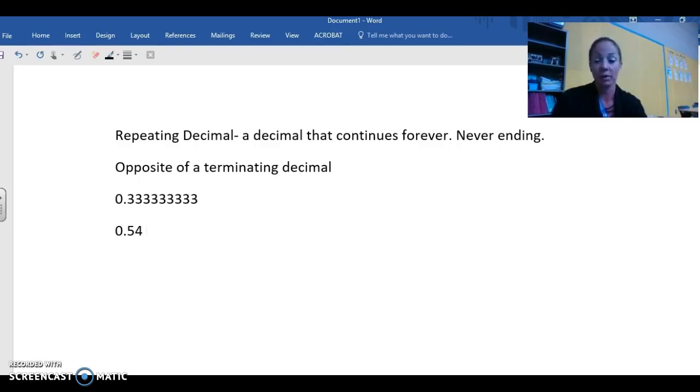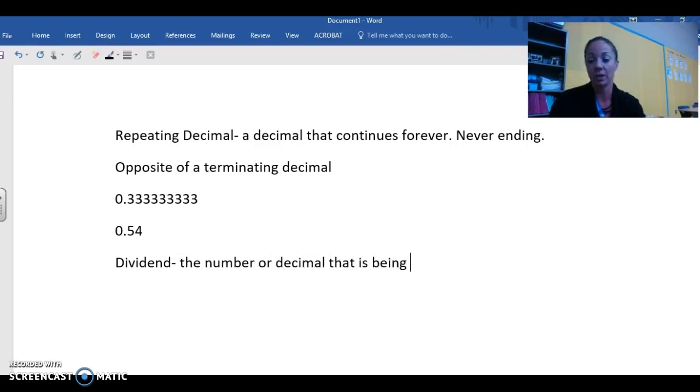Our next vocabulary word is dividend. And just a reminder, make sure you're hitting pause so that you can get all of this in your notes. And I'm sure that you've heard of dividends already, seeing how you guys already know how to divide. The dividend is the number or decimal that is being divided into groups.